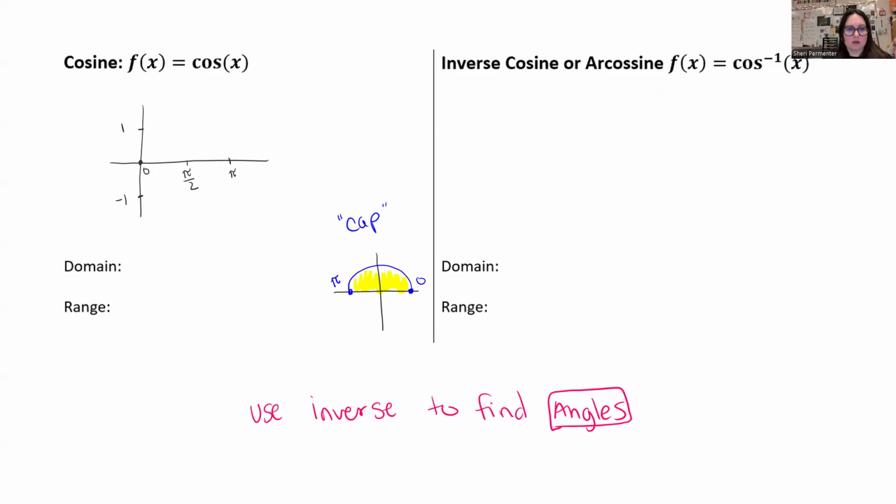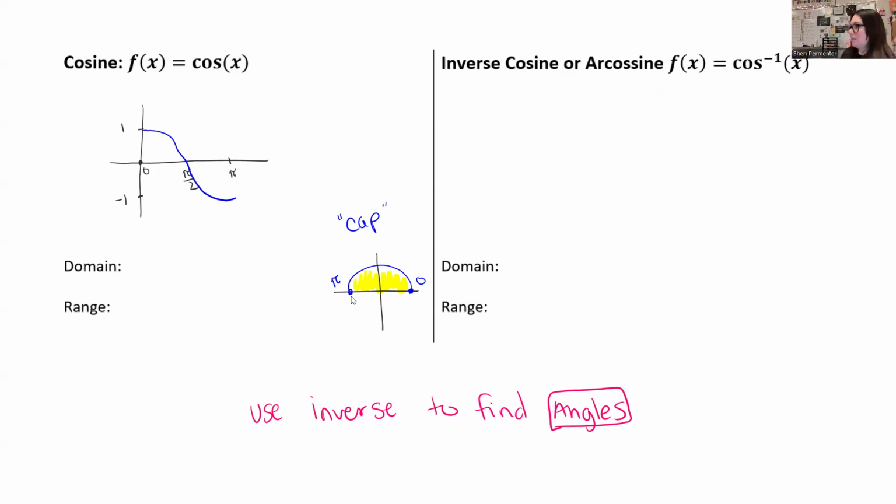So there is the first half of my graph, and it would continue up to make one full rotation, but we're not doing one full rotation. We're restricting the domain to 0 and pi.